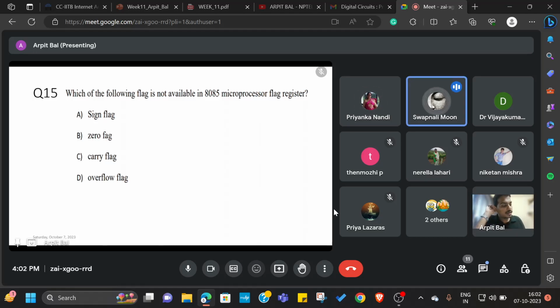Overflow flag. Overflow. Correct. Okay, sign flag is available. It denotes that if it is 1, then the accumulator content is negative. Zero flag is available, carry flag is available, but the overflow flag is not available in the 8085 microprocessor.